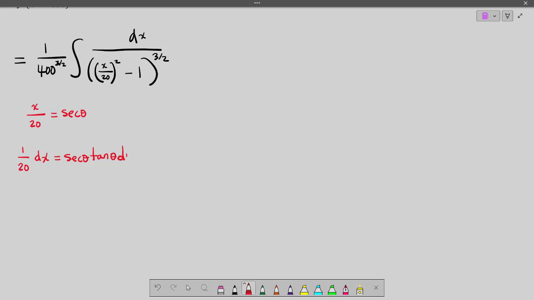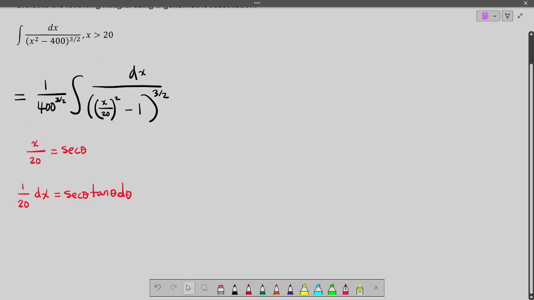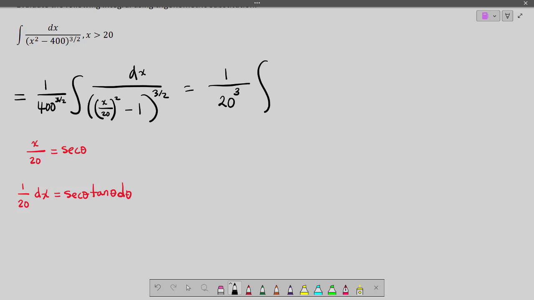So secant is 1 over cosine of theta. Tangent is sine over cosine, but it's going to be flipped. So we're going to end up with cosine squared on top and sine squared on the bottom. So we'll get that. So this will be simplified to cosine theta over sine squared of theta.